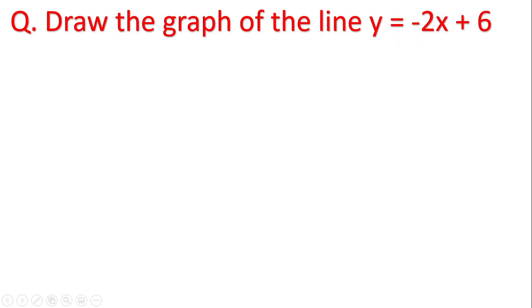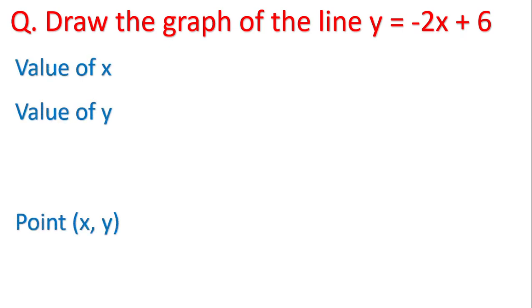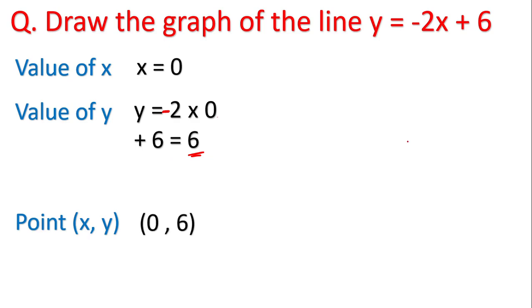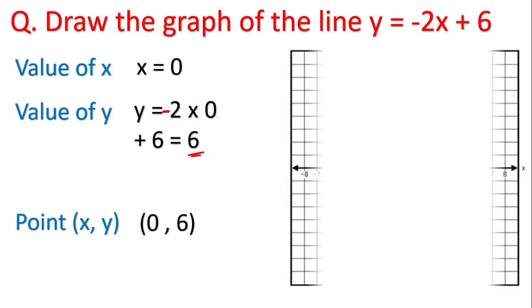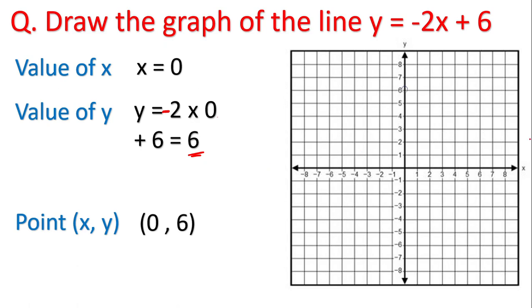You see, y = -2x + 6. So same procedure. First you take the value of x as 0. Again, I'm telling you, it is not a rule to take x = 0. It is just for the simplicity of the calculation. So if you take x = 0 there, what will you get? The value of y will be -2 multiplied by 0 + 6, meaning it will be 6. So what will be the point? (0, 6). And now you will plot this on the graph paper, and you can see this is (0, 6) I have plotted here.